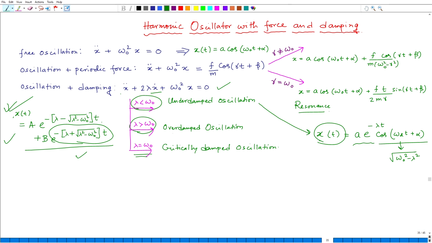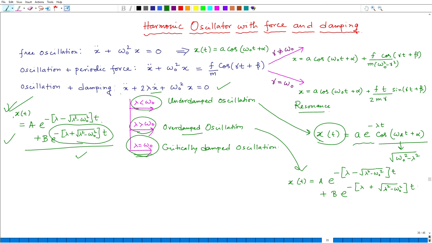Then we talked about the overdamped oscillation, which is just a superposition of two exponentially decaying functions. So, x of t is equal to some a e to the power minus lambda minus root over lambda square minus omega 0 square times t plus b e to the power minus lambda plus root over lambda square minus omega 0 square times t.